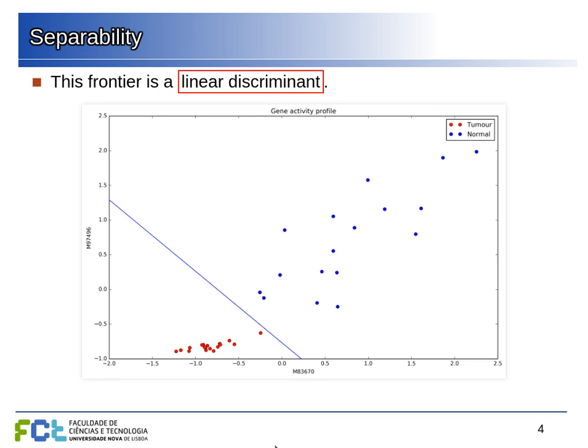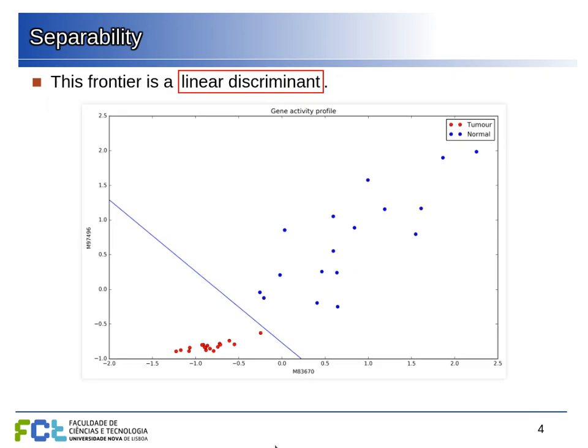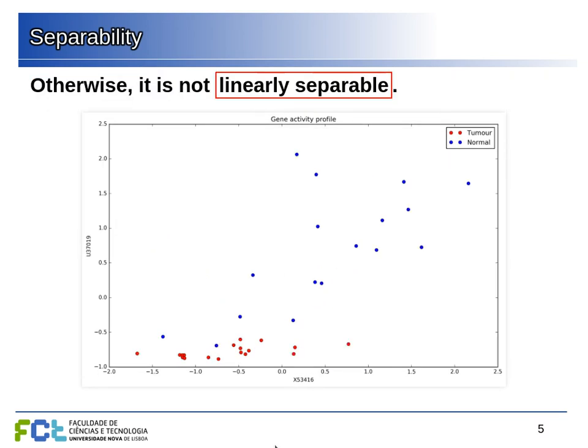This frontier here, this linear frontier, since we are using a linear function to discriminate between the two groups, is called the linear discriminant. And we can use the linear discriminant to separate two classes if they are linearly separable. If we cannot do this, then the classes are not linearly separable. For example, if we plot the same thing but with two different genes, then there is this frontier between the two classes that we cannot completely separate in our training set using a straight line. So these are not linearly separable.